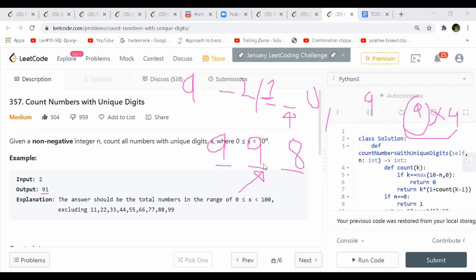I think it would have been trickier had we been given a tighter bound. Here it's pretty simple, right? We know till how many digits we have to go, because it's always 1000. So we know the number of digits. If n is 2, then we have to go for 1 digit and 2 digits. If n is 3, then we have to go for 1, 2, and 3 digits.